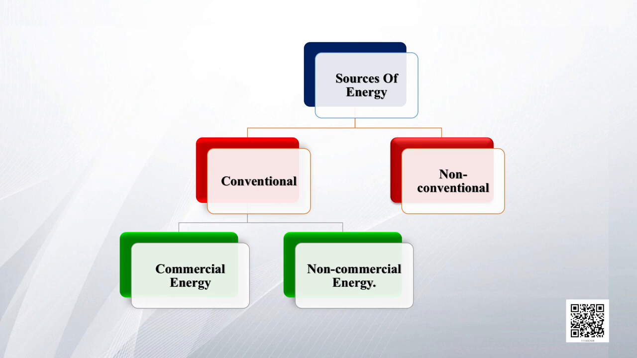Now, this energy can be classified according to two bases. The first basis is on the basis of price paid. So, on the basis of price paid, energy can be of two types. The first is commercial energy and the next one is non-commercial energy. Now, let's talk about commercial and non-commercial energy. Commercial energy is the energy for which prices are paid. It is bought and sold in the market like any other commodity. But non-commercial energy is free. It is not bought and sold in the market.